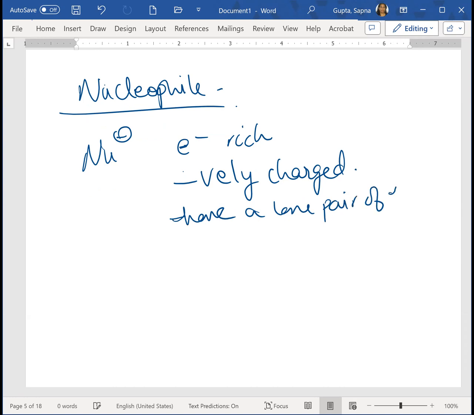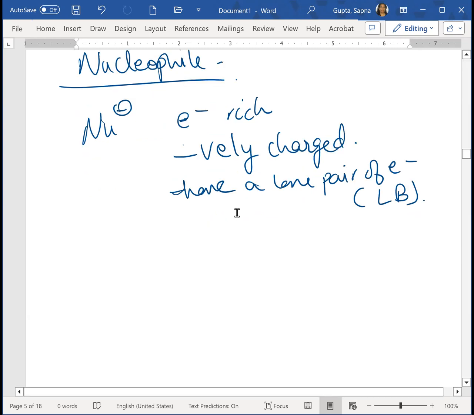So what has a lone pair of electrons? That's a Lewis base. Even in chapter 6, I was having you write Lewis bases and Lewis acids because you need to be able to identify the electron-rich centers and electron-poor centers, because when you write a mechanism, you need to know that.